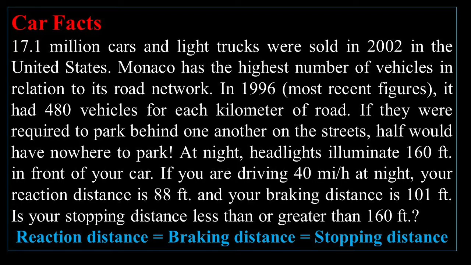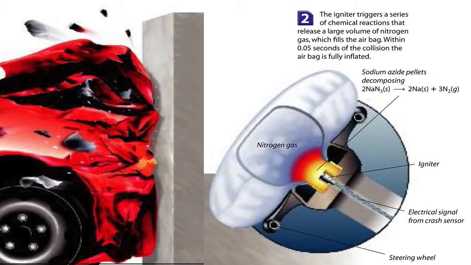At night, headlights illuminate 160 feet in front of your car. If you are driving 40 miles an hour at night, your reaction distance is 88 feet, and your braking distance is 101 feet. Is your stopping distance less than or greater than 160 feet? Reaction distance plus braking distance equals stopping distance. Are you driving safely? Let's look at the second aspect of airbags.